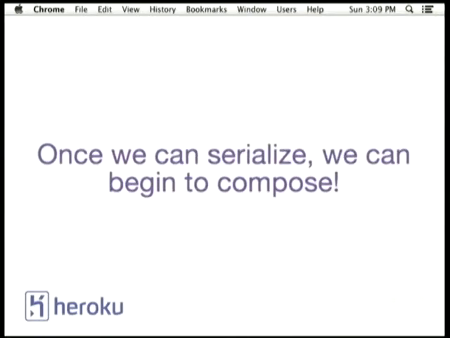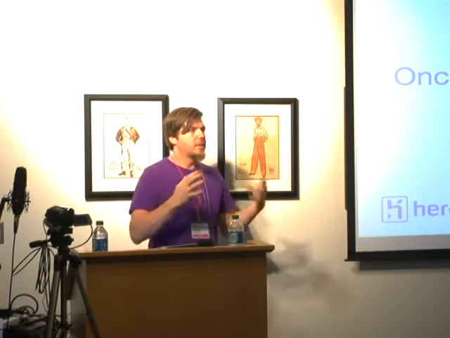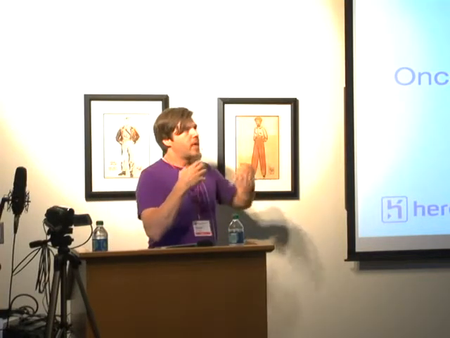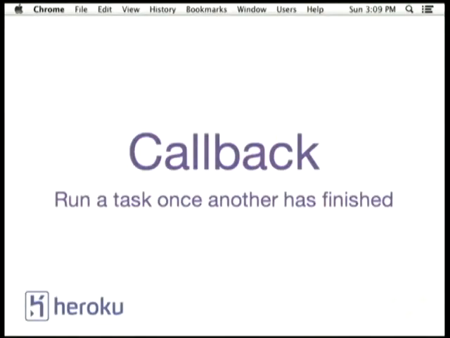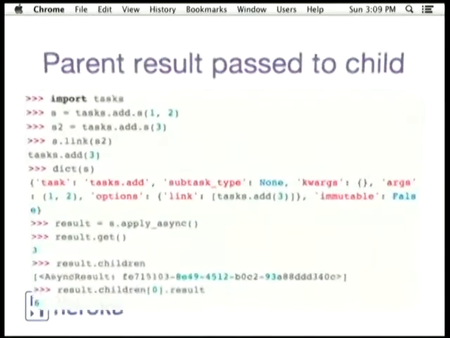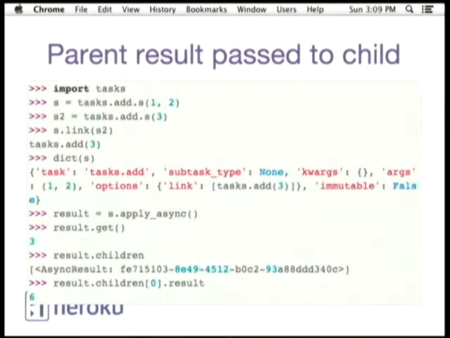So now that we are able to serialize tasks, we can begin to compose them by constructing tasks that interact with other tasks. The most simple unit of composition is a callback, which is a task that is launched based on another task finishing. The result of the parent task is passed to the child as that task's first argument.